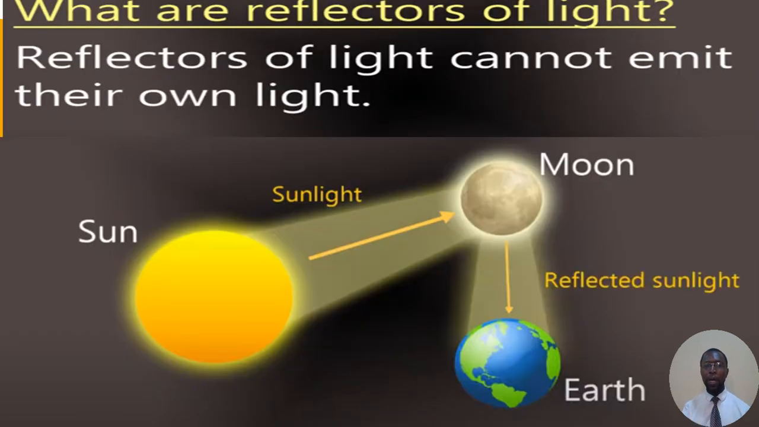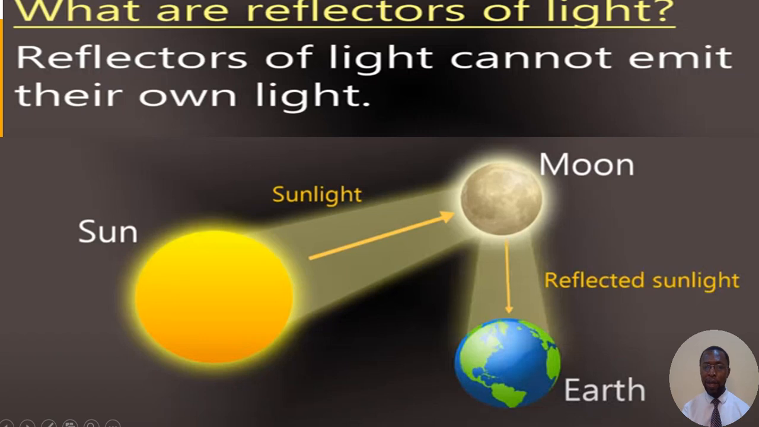Okay. Now we also have reflectors of light. What are reflectors of light? They are objects that cannot emit their own light. They give off light, but the light that they emit is not their own. A good example of a reflector of light is the moon. We all know the moon appears at night and it gives light. Let me let you know today that the light being emitted by the moon is not its own.